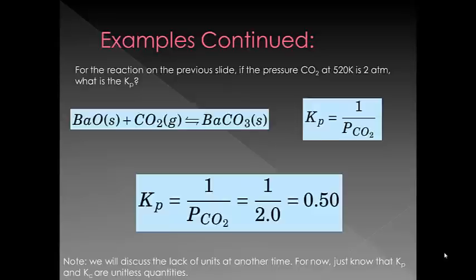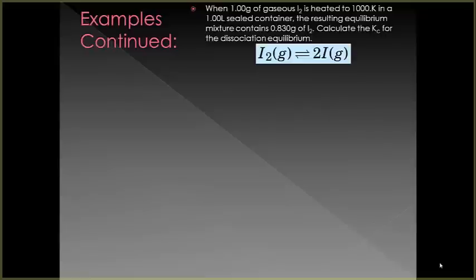So just don't put any units there and you'll be fine. So now we can move on to more complicated examples where we have a certain amount of a reactant, and then when we're done, we're going to have another amount of a reactant. So I have it set up so that we have 1 gram of diatomic iodine, and then when we heat it up, we're down to 0.830 grams.